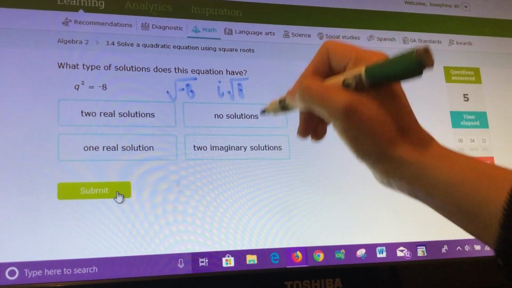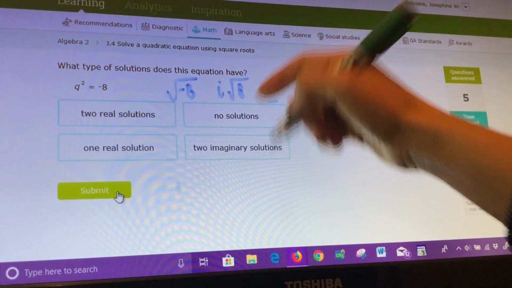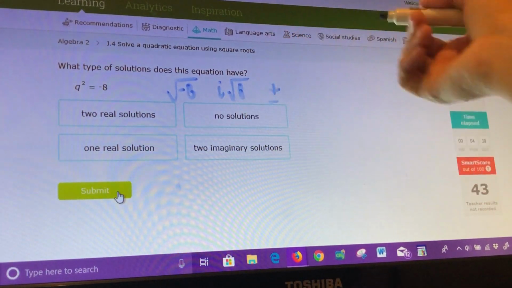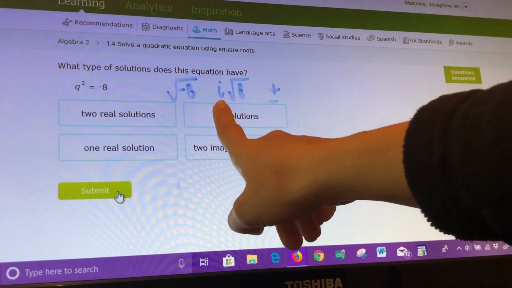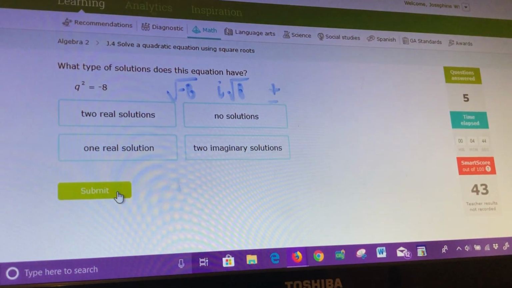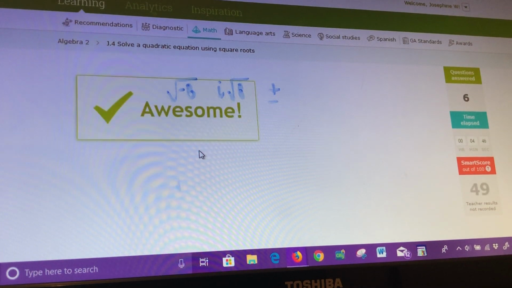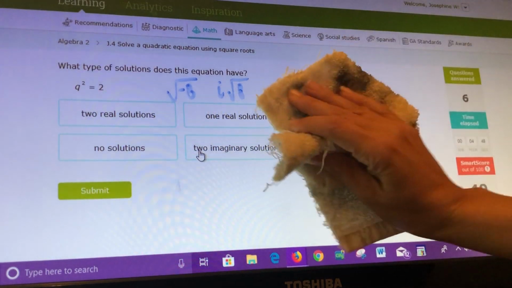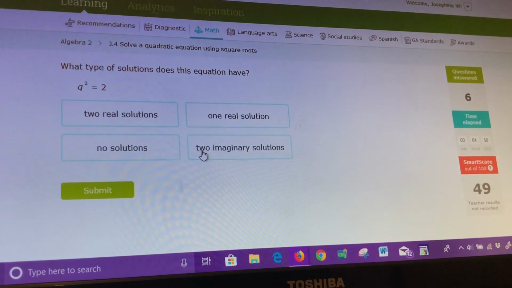And then you do plus or minus that one. So it'll be plus or minus the square root of 8 with the i. Well, anytime you have the i, it's an imaginary solution. Because you have a plus or minus, it's going to be two imaginary solutions. All right. What type of solutions does this one have?